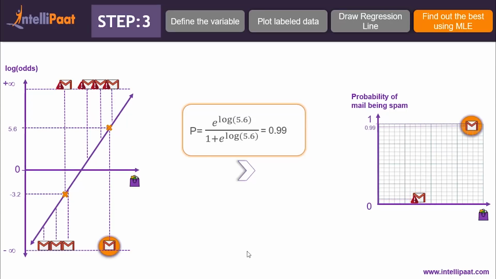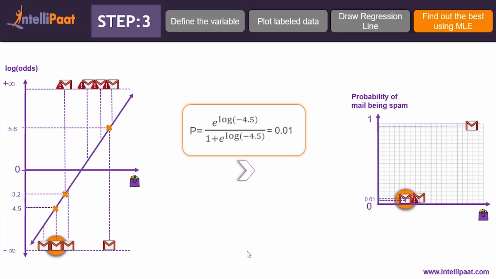Again, for another mail which is projecting on the regression line, this gives us a log odds value of 5.6. When we put the value of 5.6 in the formula, we get the probability as 0.99. So the probability of this mail being spam is 0.99. Again, we put this into the graph. Similarly, one by one we'll calculate for each one of them.